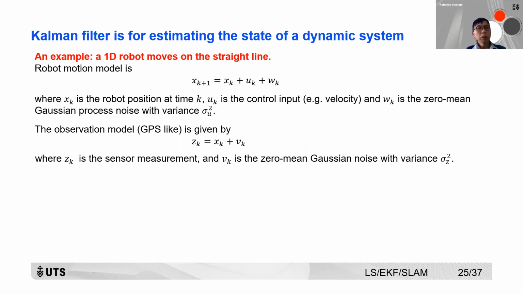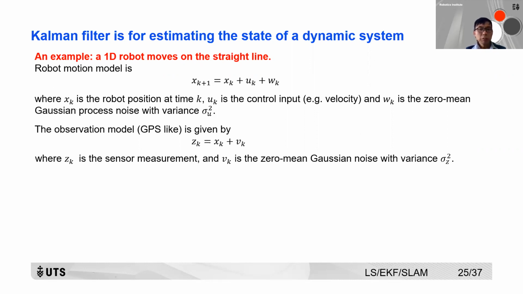The robot motion model is given by this. At time k plus 1, its position is the position at time k plus a control input, u_k. You can imagine this u_k is a velocity, and the time step is 1 second, so the velocity times 1 second is the distance. So x_{k+1} is x_k plus u_k plus w_k, where w_k is a noise. We assume the noise has a variance of sigma_u squared.